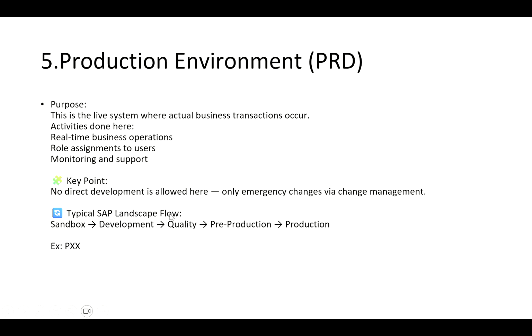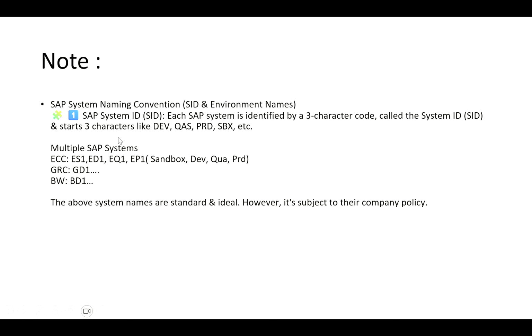Okay, the typical landscape goes like this: sandbox, as we already discussed, starts with S, and development starts with D, then quality, then production. At last, we have the system ID. As I told, it is always represented by three characters. The first one should be S or something like that.